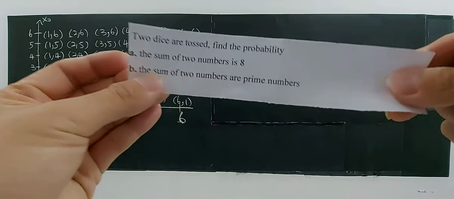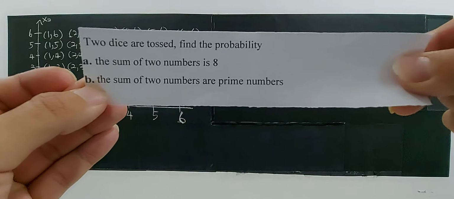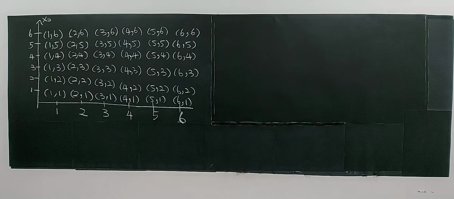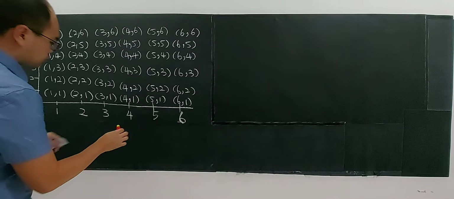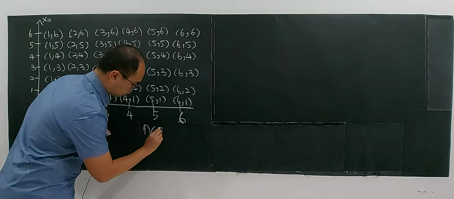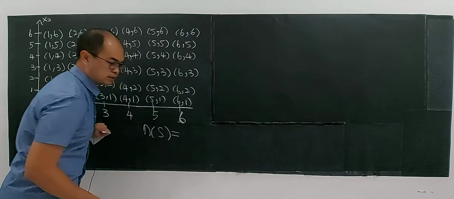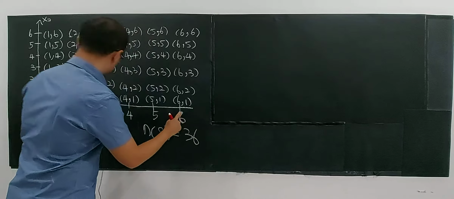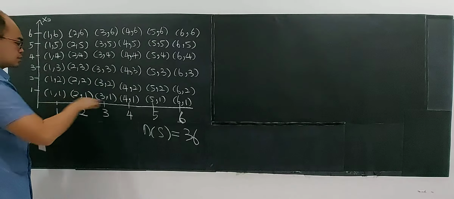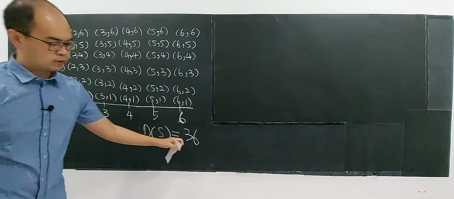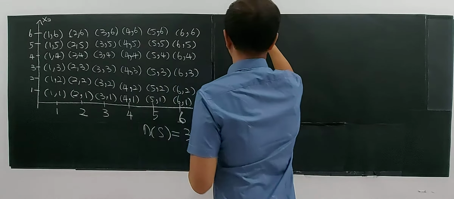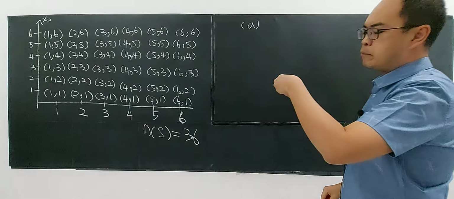So in order to answer this question, look at the first question A here. The sum of the two numbers is 8, right? You just observe from here. Now I just want to know the total number of outcomes, the sample space, the total possibility, which is made up of 6 times 6, you have 36 sample points. And they're asking you to find the probability that the sum of the numbers is 8.